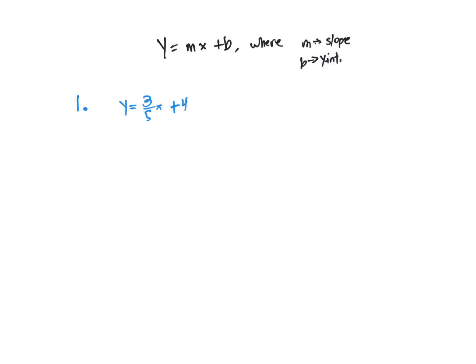What I like to do is line up y equals mx plus b directly over my problem. So now that I've got y equals mx plus b over my problem, I can easily see that the slope is 3/5 and the y-intercept is 4. It directly lines up. So in this first one, it's very easy to see that my slope is 3/5 and my y-intercept is 4.